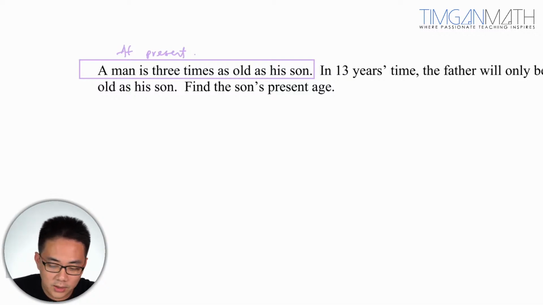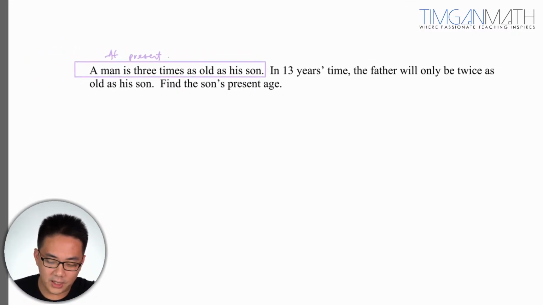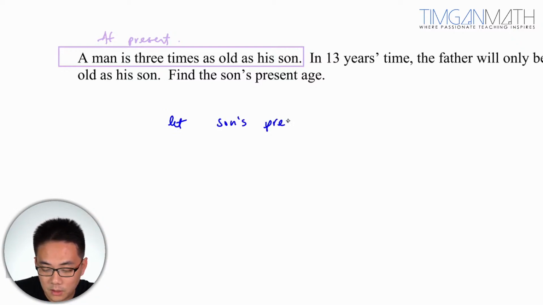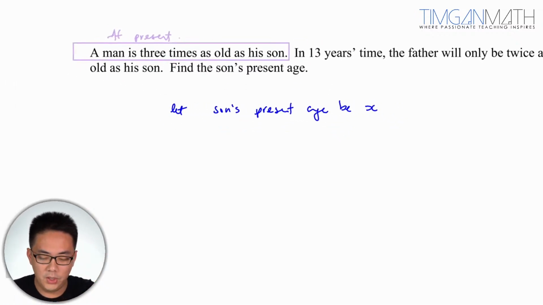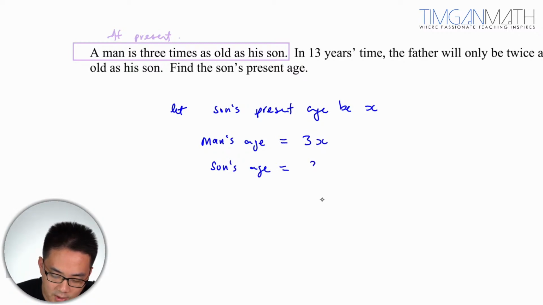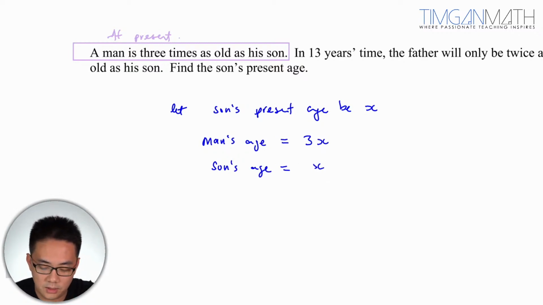For algebra, the main thing is what you want to solve. Typically we let it be x, but sometimes it's not the case. For a start, for the set 1 syllabus, we just let the son's present age be x. Currently the man is 3 times as old, so the man's age would be 3 times the son's age. The son's age is x, and the man's age is 3x.